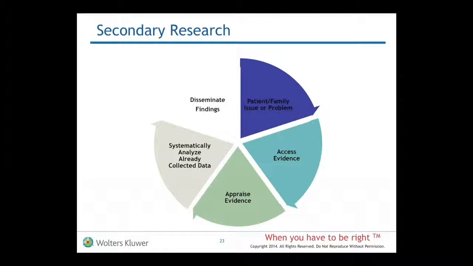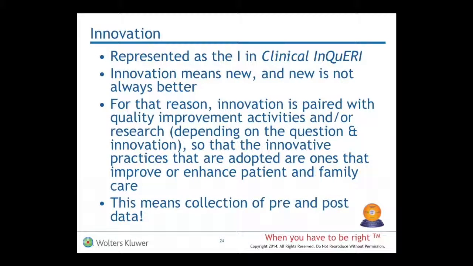So the workflow for secondary research is you start with your patient, family, issue, or problem at 12 noon, then move down again, accessing the evidence, appraising the evidence, systematically analyzing your already collected data, and disseminating your findings. It makes it look so simple, and truthfully, secondary research is as complicated as primary, but for the fact that you don't have to go to the IRB for approval.